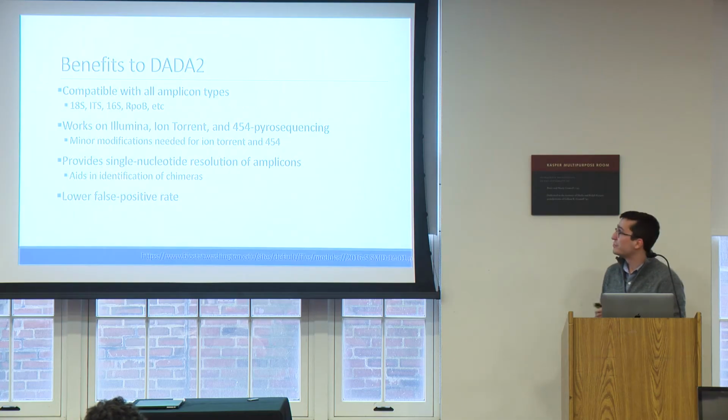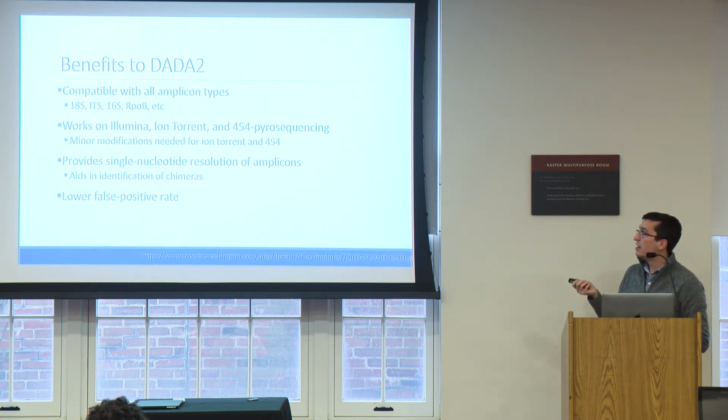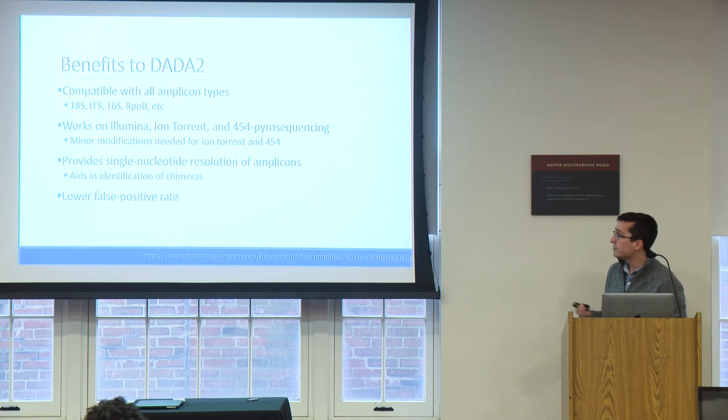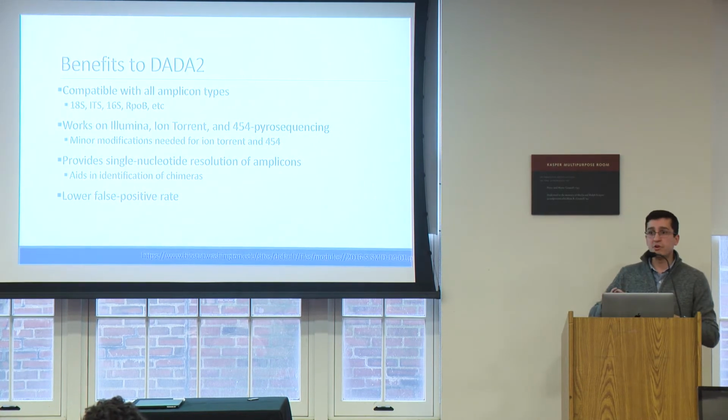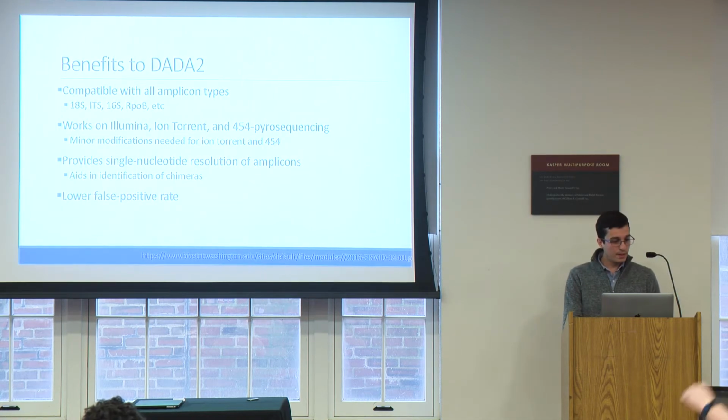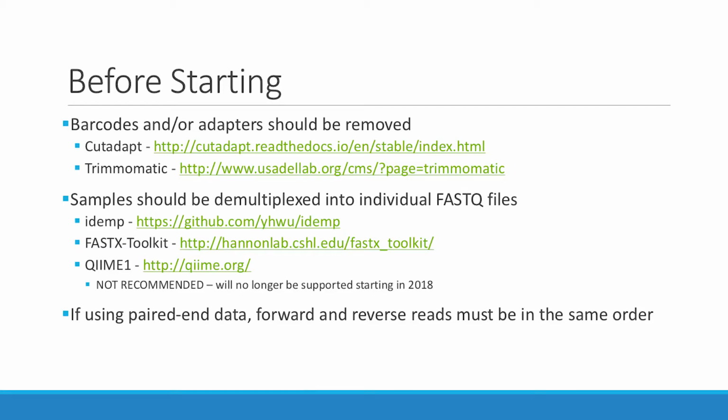As I was explaining to Namrata, it provides single nucleotide resolution of amplicons, and I'll talk a little bit later about how that aids in the identification of chimeric sequences. And also, because it takes into account the error rate, it lowers the amount of OTUs and in general lowers your false positive rate. So before we get into analyzing this data, just a couple of quick notes before starting.